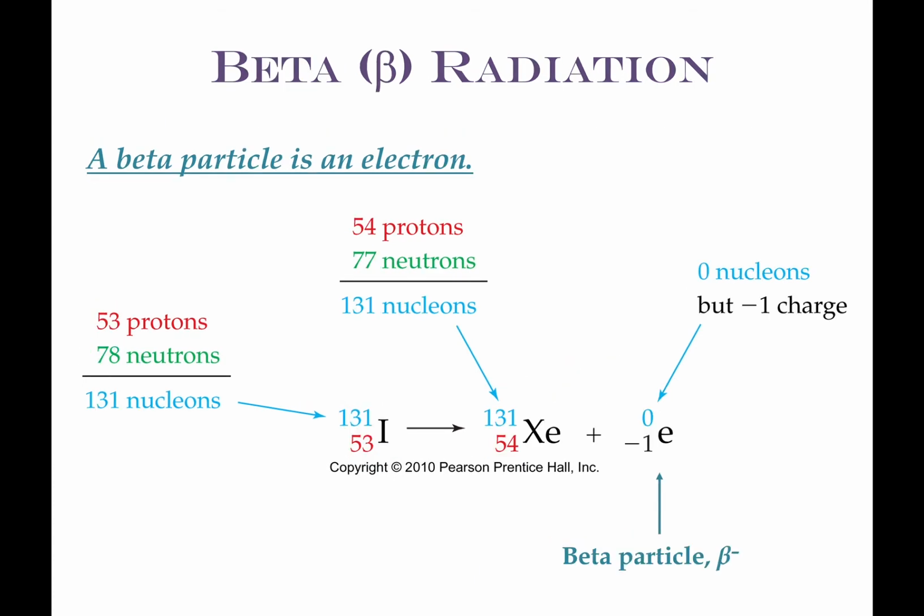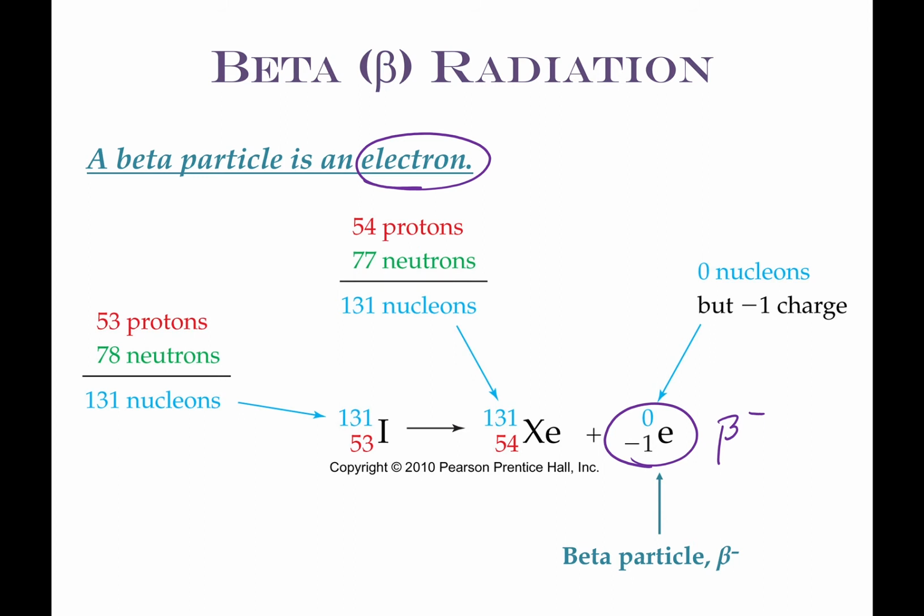Moving on. A beta particle is an electron. So sometimes you'll see this written like this. You might also see it written like this, beta negative. So negative, meaning that this is a negative electron. We'll talk a little bit about a positron in a moment.